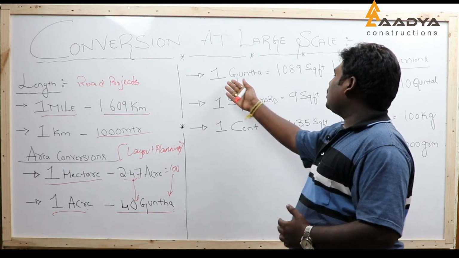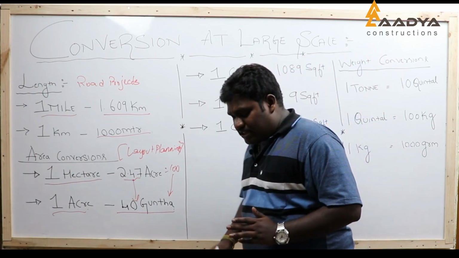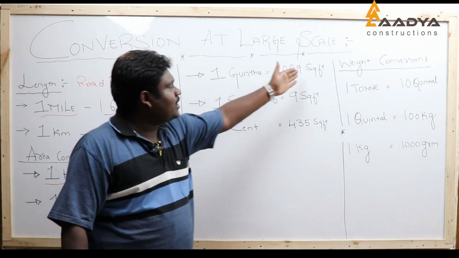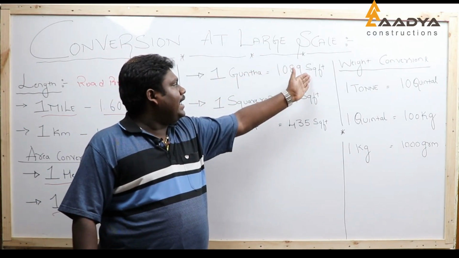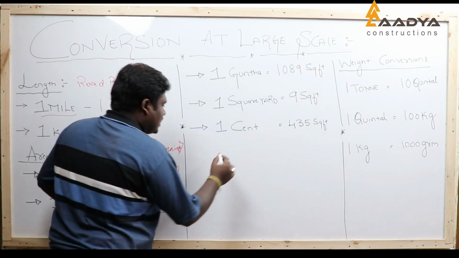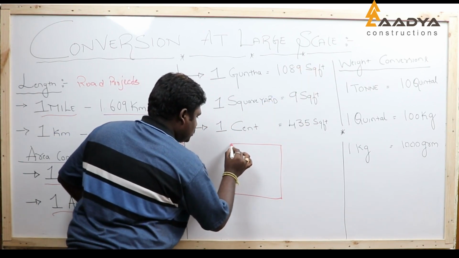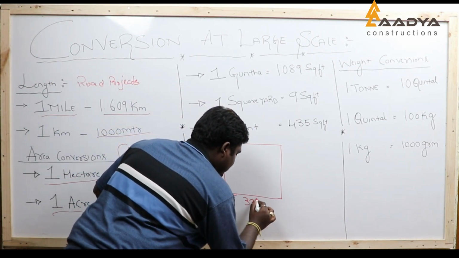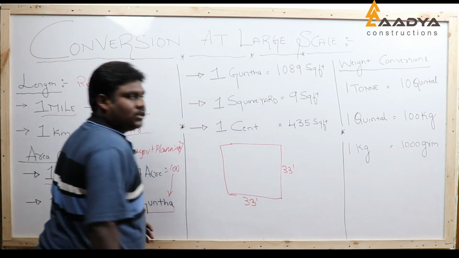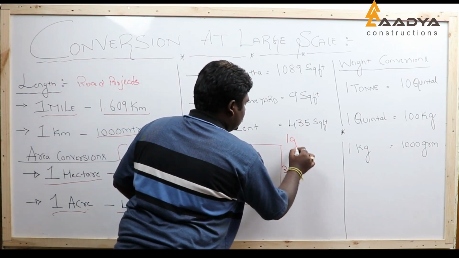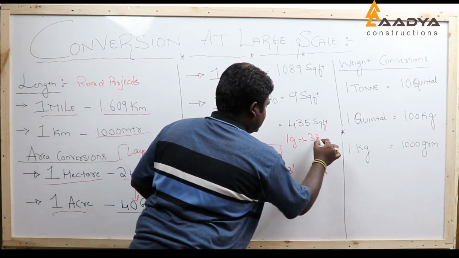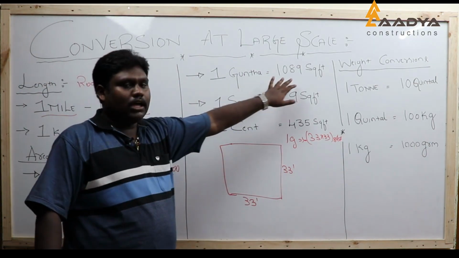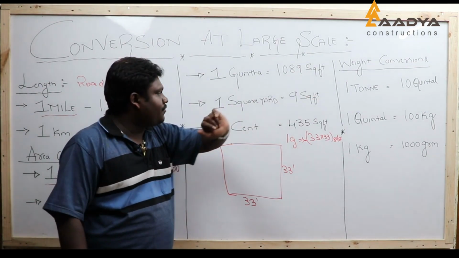Next, coming into guntas. What is guntas? This is one of the basic terms that are used in site language or field languages. So 1 gunta gives me 1089 square feet. So it is nothing but a complete square plot, each side measuring 33 feet. So you have 1 gunta gives me 33 into 33 SFT, that is nothing but 1089 square feet.